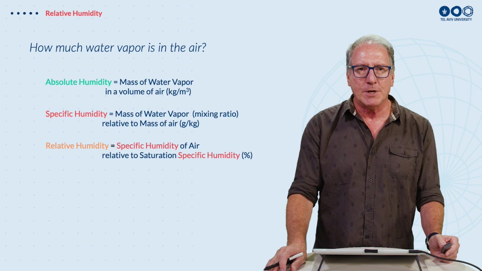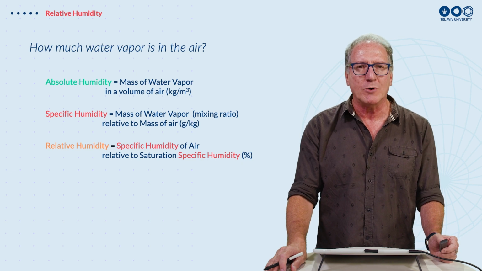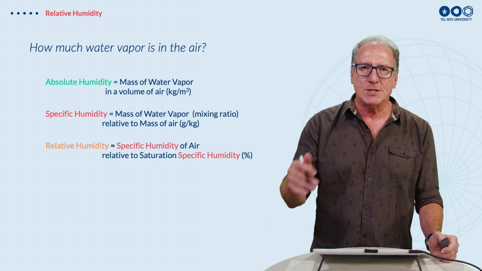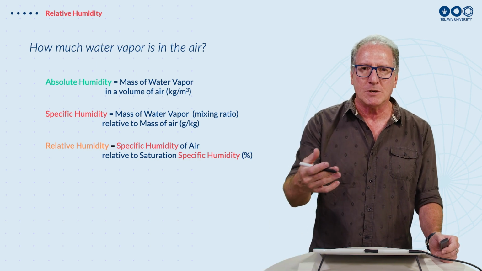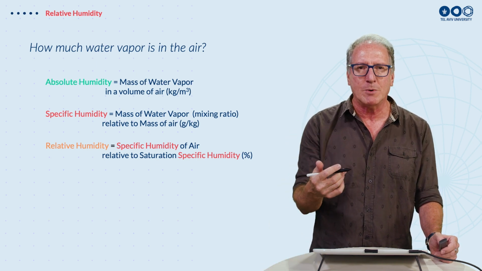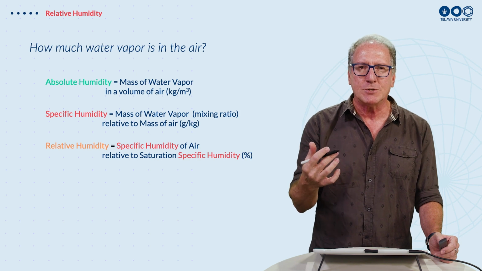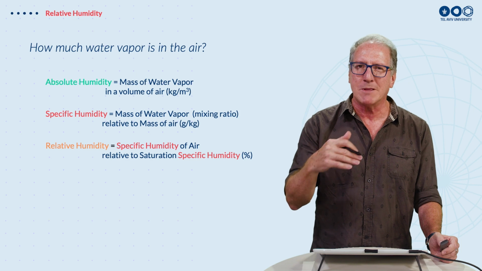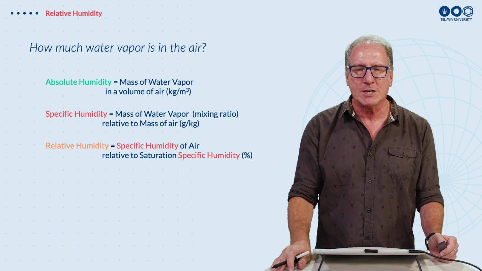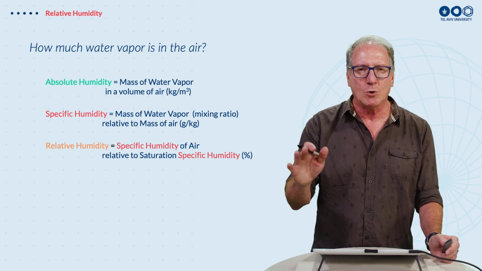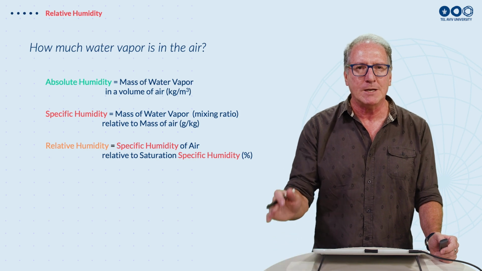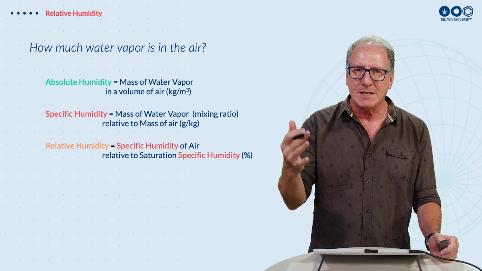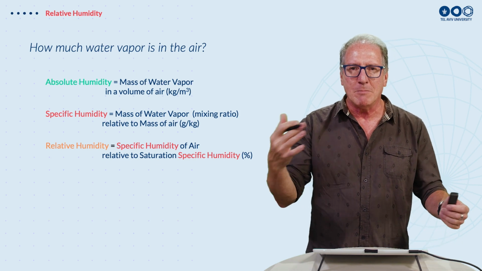And then the one you hear about a lot on the news is what we call relative humidity, and this is given in a percentage. This is actually the specific humidity, so the actual grams of water vapor per kilogram, relative to the saturation specific humidity. And saturation means what's the maximum water vapor we could actually put into the air. And we'll talk about how much we can put into the air in a few seconds. So relative humidity is a percentage of what the maximum could be.